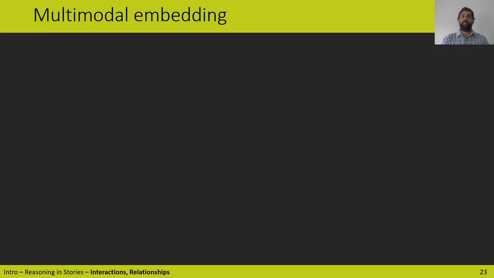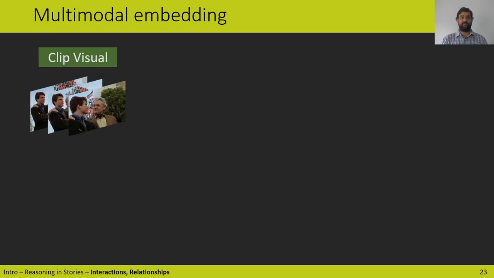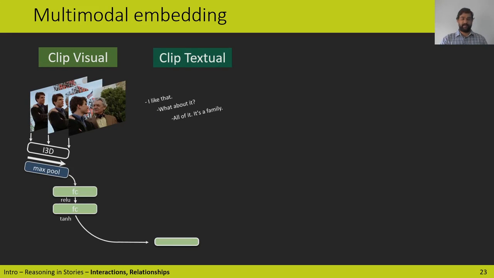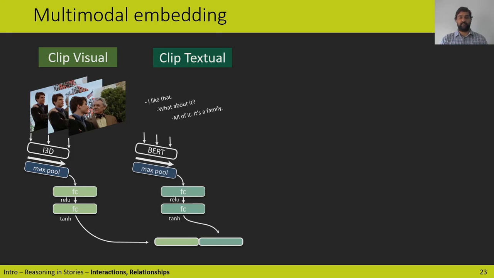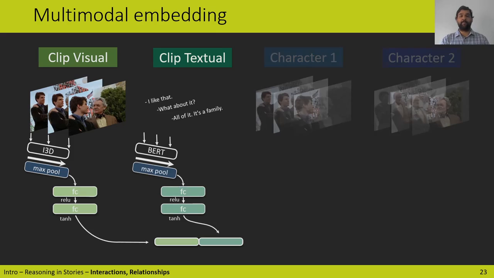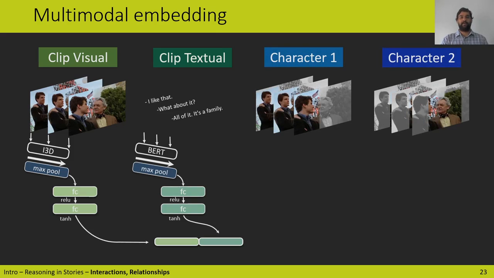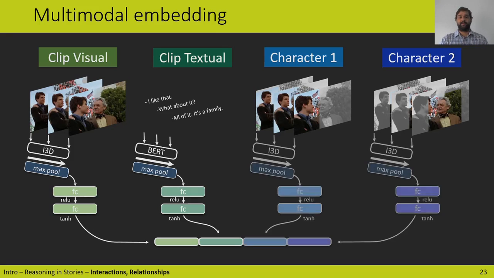We develop a multimodal embedding model that takes in the visual information from the clip, uses standard encoding methods such as I3D, which is a 3D convolutional network, and all the dialogue in the clip is encoded through BERT, a transformer-based natural language model. And we also focus on the directionality of characters that we talked about in the previous examples, where we're now interested in finding the interaction or relationship between character 1 to character 2. So we encode the visual appearance of the people as well and combine these as a stacked vector.